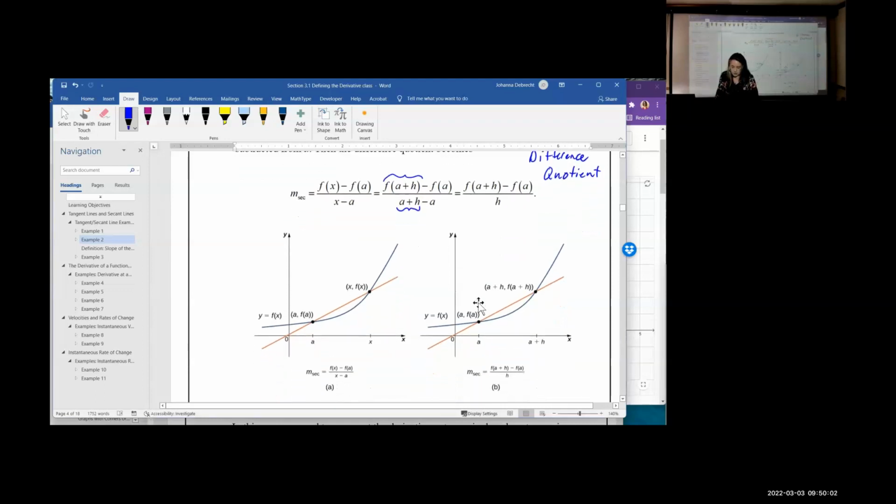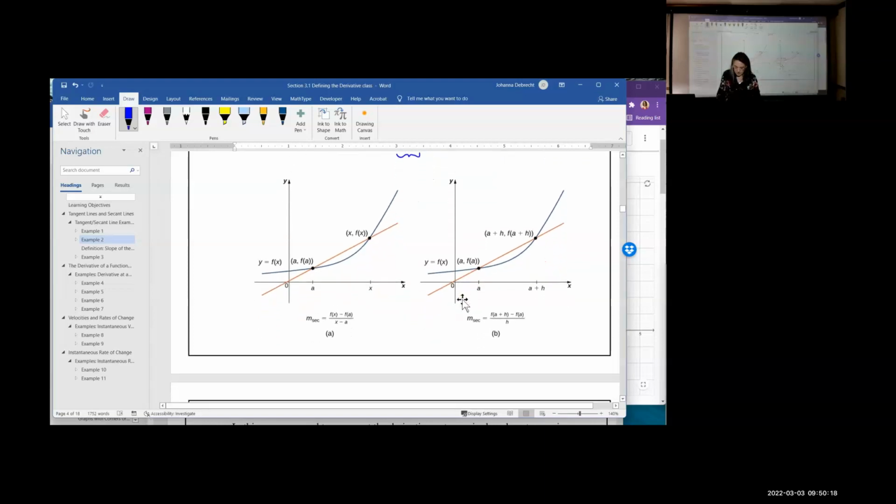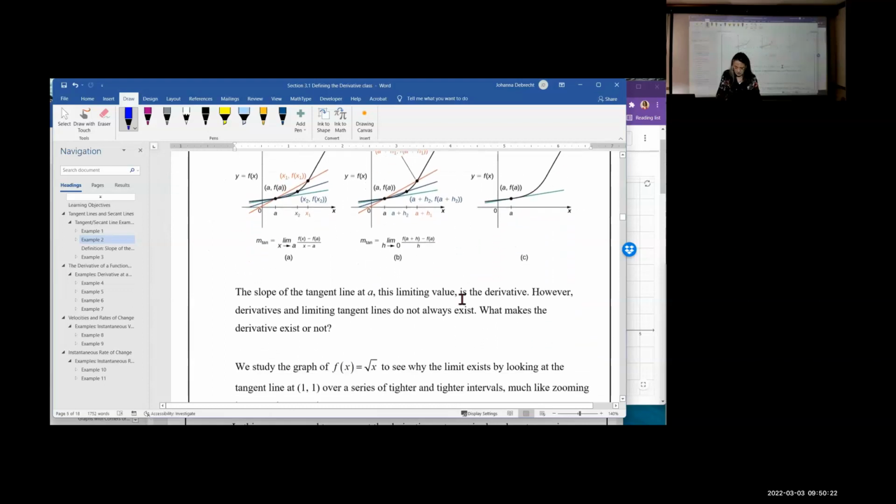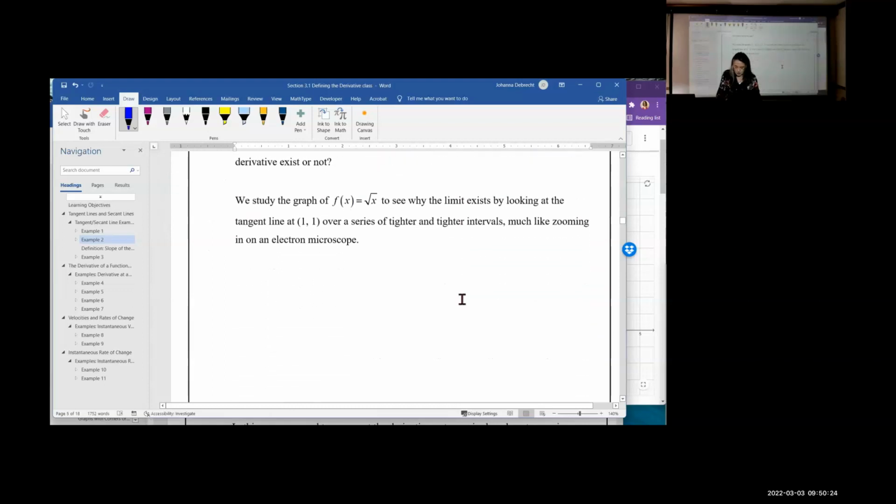So this is what we're talking about, but this is a limit, all right, because thou shalt not divide by 0. We're not allowed to let h be 0. So what we do instead is we take the limit of the difference quotient as h approaches 0. And that gives us the derivative as we get closer and closer.